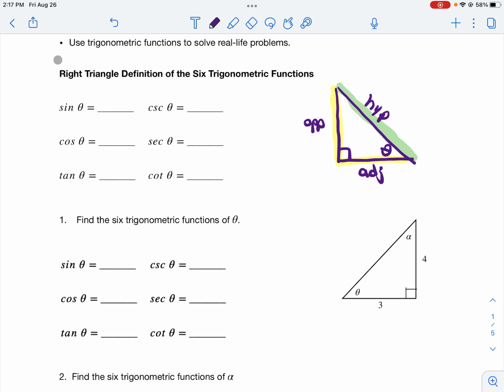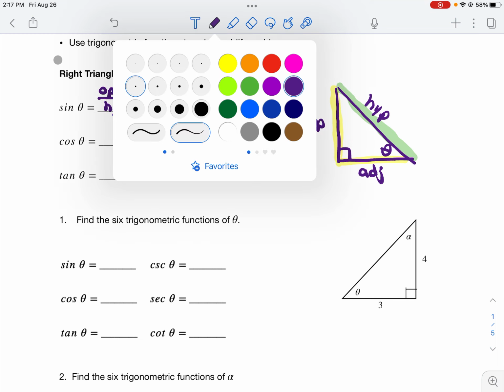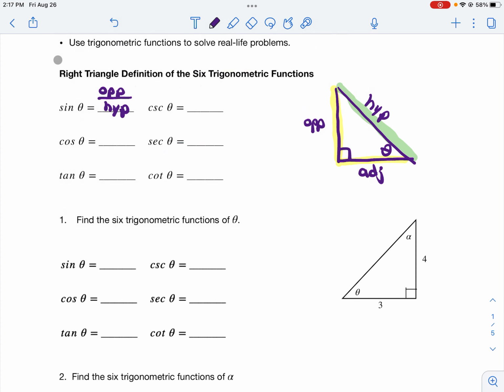Now, our formula is, in order to find sine of theta, we take our opposite side and divide it by our hypotenuse. Our cosine is our adjacent side divided by our hypotenuse. And tangent is found by taking our opposite side divided by our adjacent side.